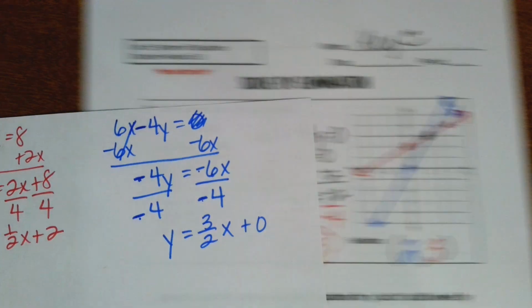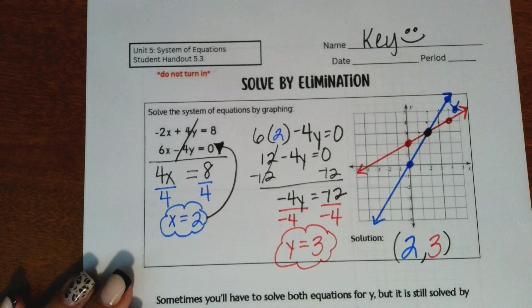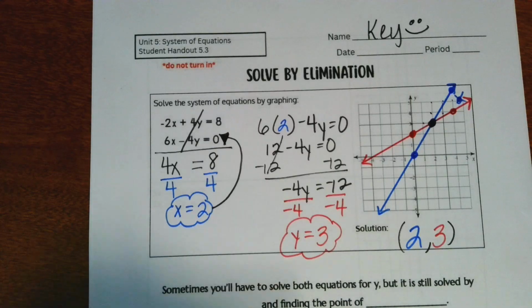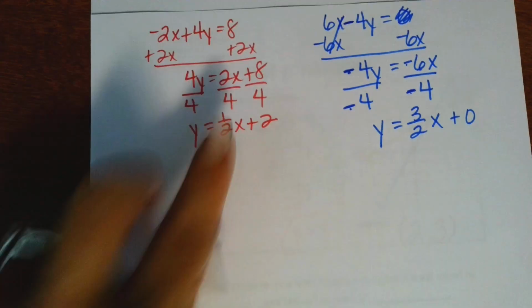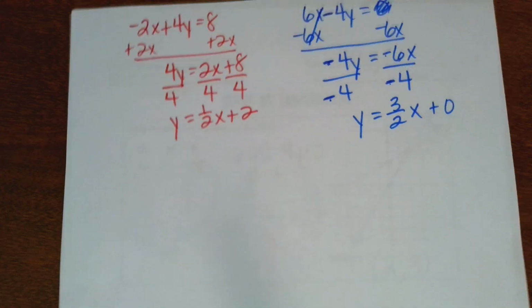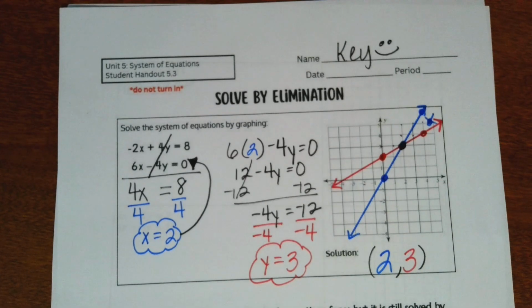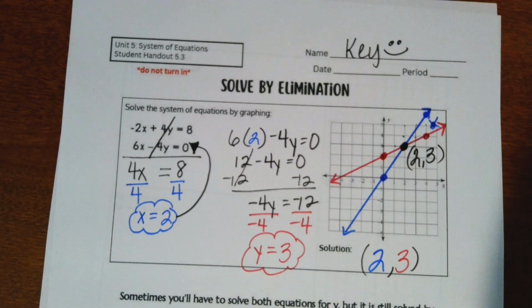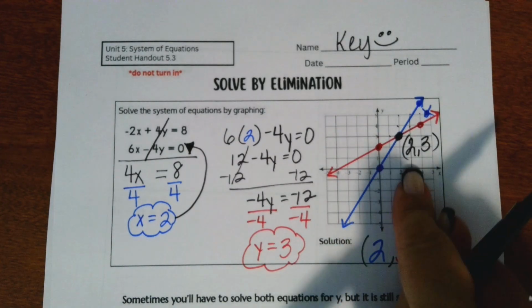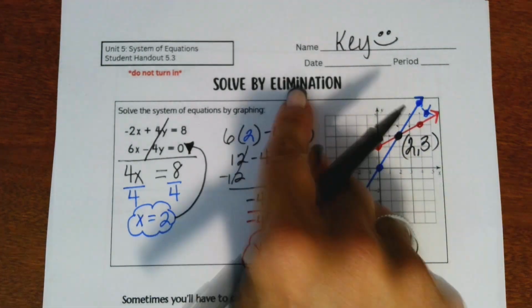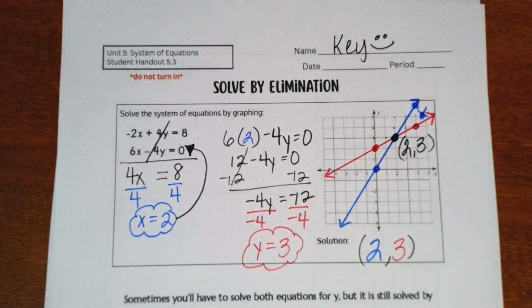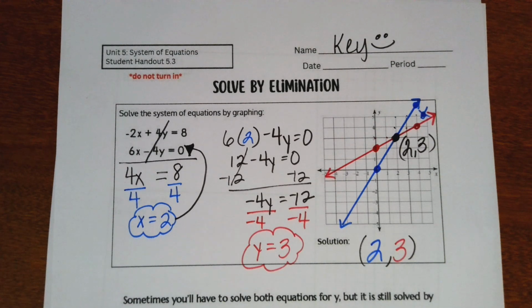Okay, so you'll notice whether you solve using elimination and you get the solution of 2, 3, or you isolate y and graph, you're still going to get the same solution here of 2, 3. So that is the third option. You can solve graphically. You can solve with substitution, or you can solve with elimination. All three ways work. So pick your most accurate way and use that most of the time.